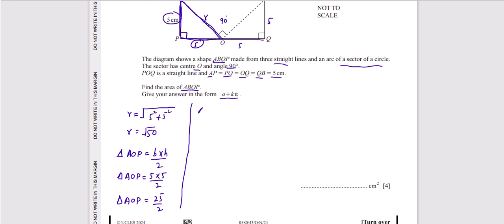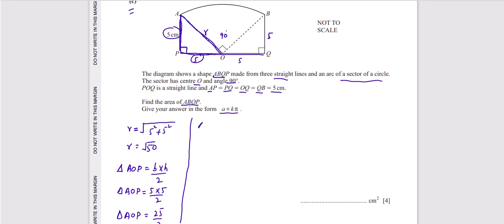So the area of triangle BOP is also equal to 25 over 2.